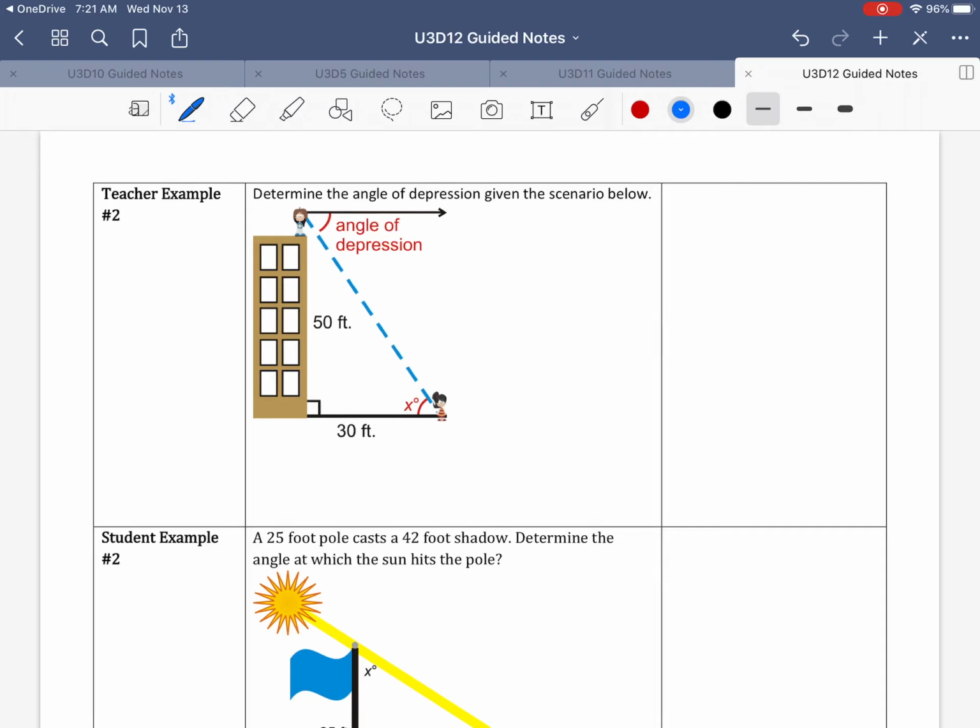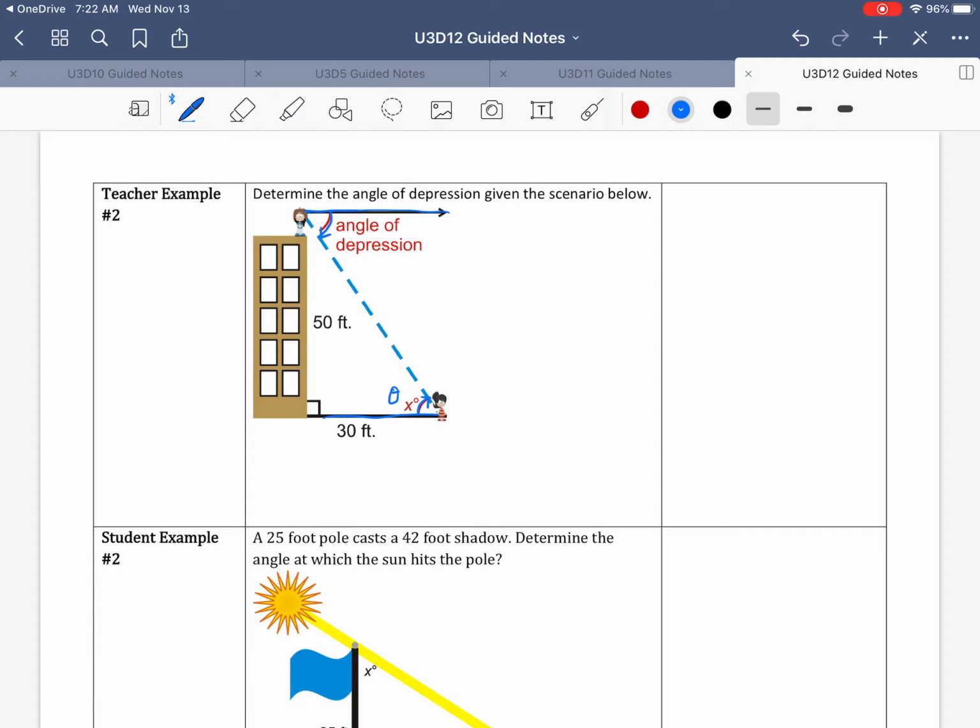Now our second example is just a bit of a story problem. It says determine the angle of depression given the scenario below. The picture tells us that the angle of depression, which is always from the horizontal and then that angle going down, is actually the same as our angle of elevation, which is, again, from the horizontal going up. So if we find that angle of elevation, it will be the same as our angle of depression.